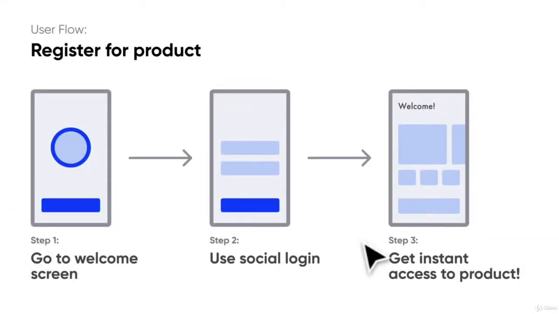Let's get into this. First, I want to talk about an example here. So step one, a user goes to a welcome screen. Their goal here is to register for a product. Step two, they've actually gone through some sort of social login. And step three, they get instant access to the product. So there's three steps. Some sort of welcome screen, which takes them to a social login, which is a really easy design pattern. And then they are right in the app.